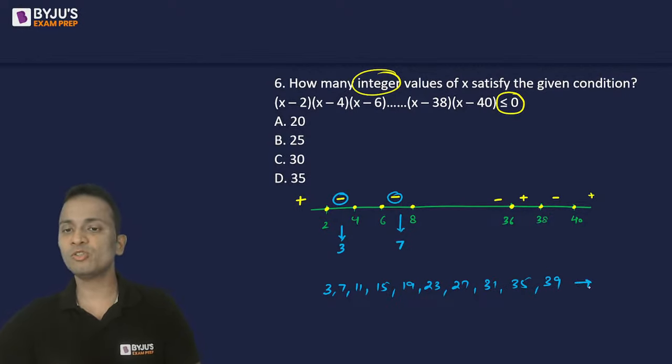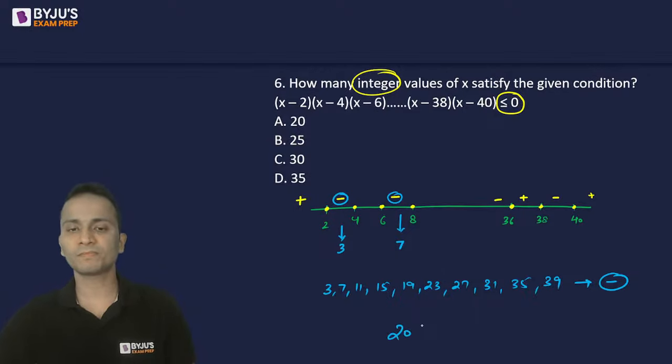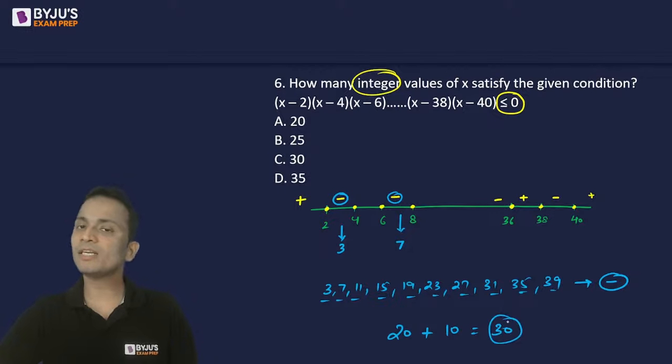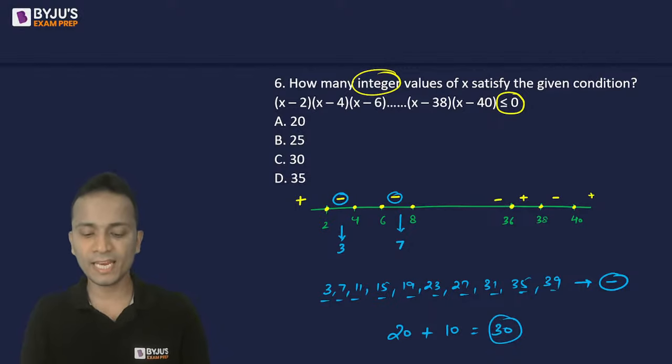At these values of x, the value of the expression will be negative, and the value of the expression will be 0 at all these points 2, 4, 6, 8, 10, 12, and so on up till 40. So the total number of points: 2, 4, 6, 8 up till 40 are 20 points, and then 1, 2, 3, 4, 5, 6, 7, 8, 9, 10, 10 points additional. So there will be 30 integral values of x that will satisfy the given inequality.